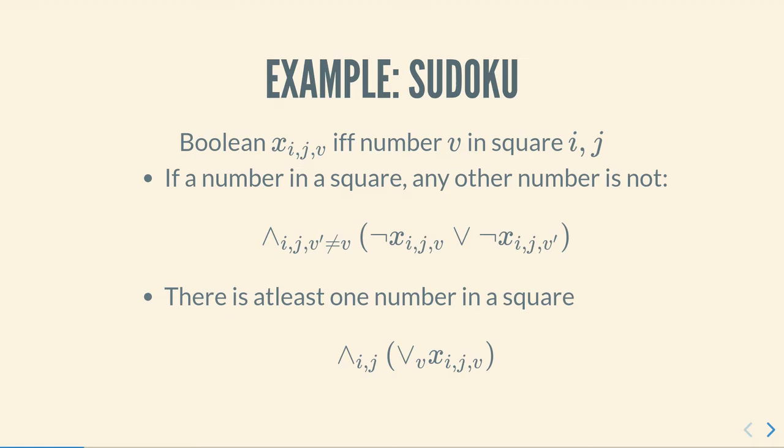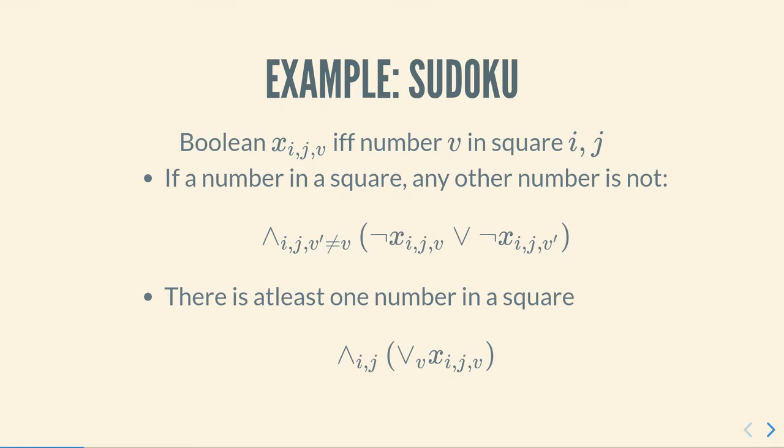One example of a constraint is if there is a number in a square, then any other number is not in that square. So for all i, j, and pairs of numbers v and v prime, where v and v prime are distinct, if x_ijv, then not x_ijv prime, and vice versa. So that is represented as an AND over all ij and v prime not equal v of (not x_ijv or not x_ijv prime). That is, if there is one number in a particular square, then there is no other number in that particular square.